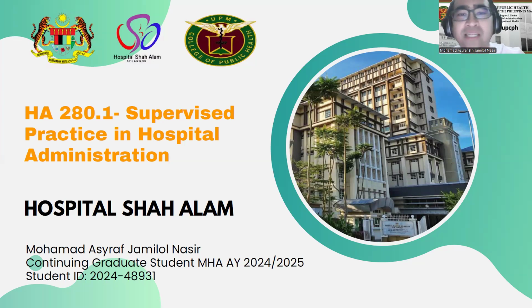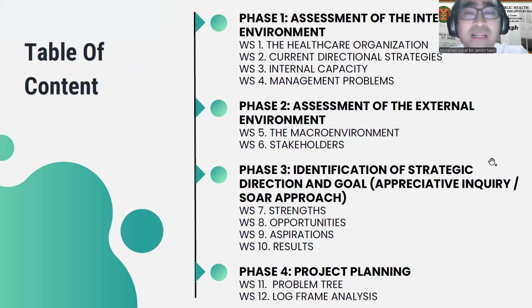Today, I'll be presenting the final phase, or phase 4, of my supervised practice in hospital administration presentation. So this is the table of contents. In the first three presentations earlier, I talked about the healthcare organization of my choice, which is Hospital Shah Alam. The current directional strategies include mission, vision, and core values, the top three management problems, and then the internal and also external environment analysis, and also the SWOT analysis.